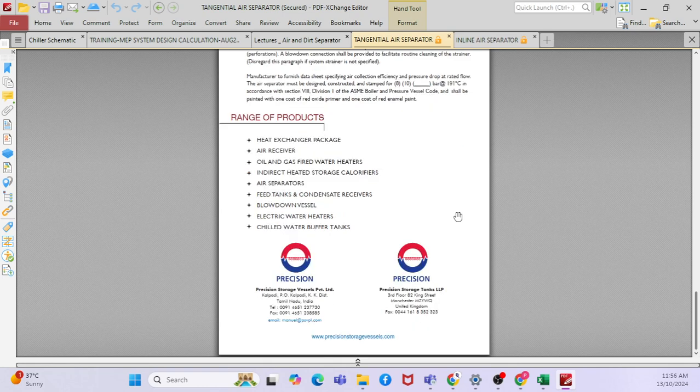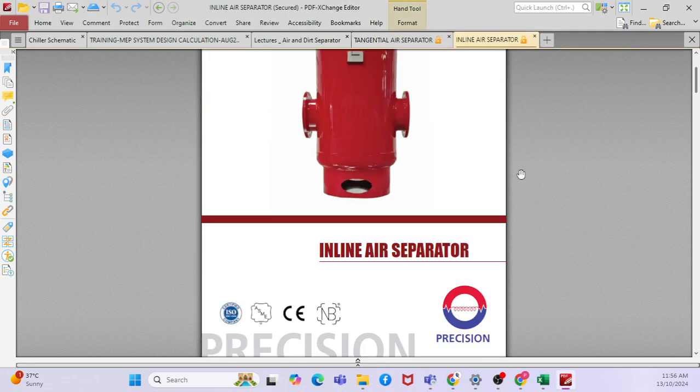Then if you go further down, let me open another picture as well. This is for the inline separator, right?